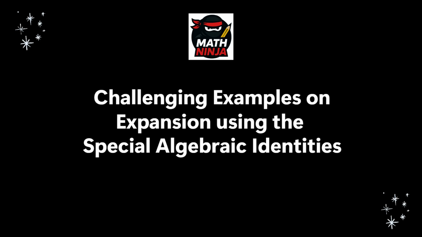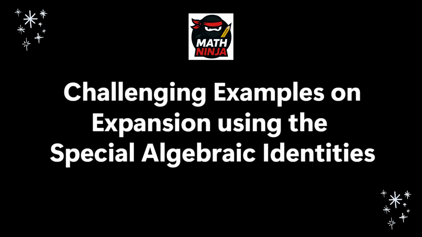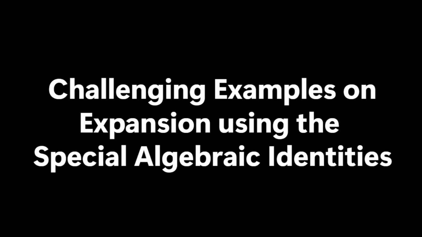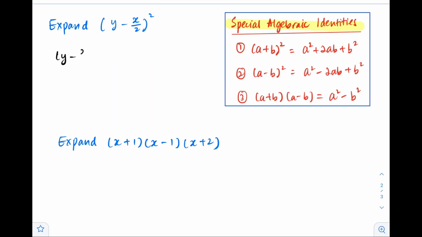In this video, we are going to look at more challenging examples of how to use the special algebraic identities to help us do expansion. So let's look at the first example over here. We have (y minus x over 2) whole thing squared. Now let's compare this with our special algebraic identity. Can you identify that this is similar in structure to (a minus b) whole thing squared? So what's our a here? It is actually y, and what's our b here is actually x over 2.